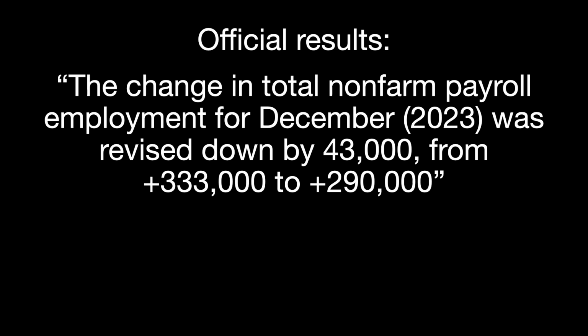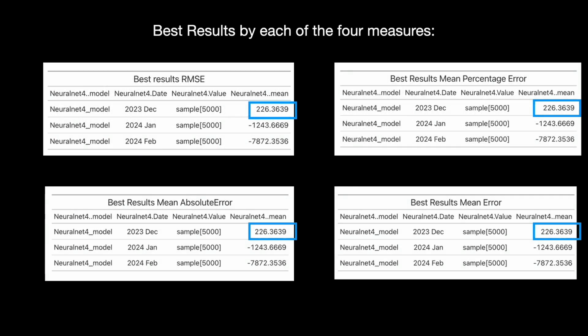What the forecasting function is going to do is set up 4 solutions, one on the other, trying to outperform one another. And let's take a look at those. It's going to be measured by root mean squared error, mean percentage error, mean absolute error, and just mean error. Here's the crazy thing. In this particular case, for December, all 4 of them had the same result, which was neural net 4, and it came out at 226.3693, or 226,000 people. So let's see how we did with this compared to the experts.